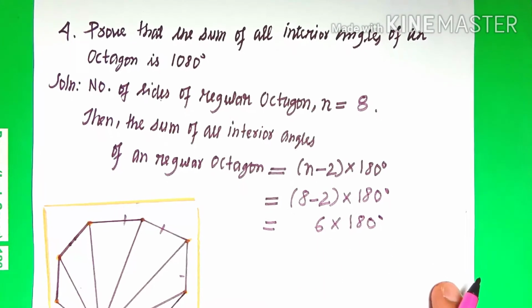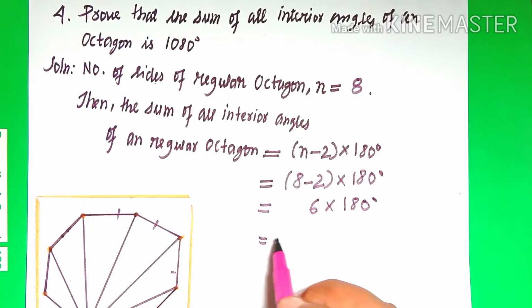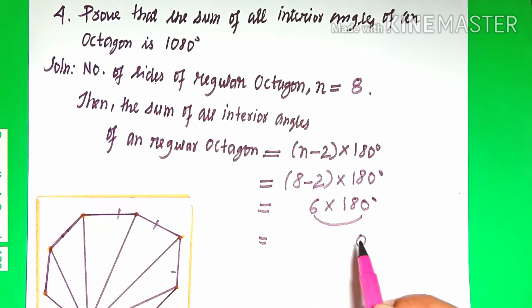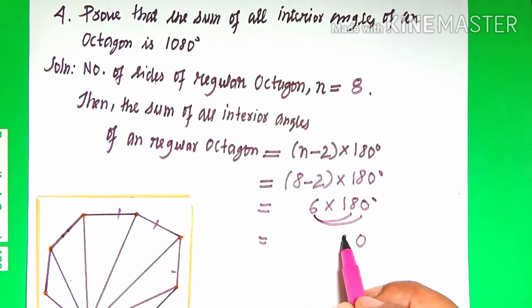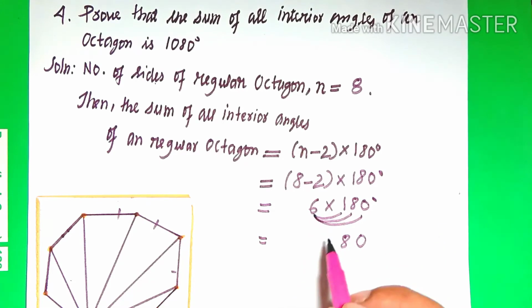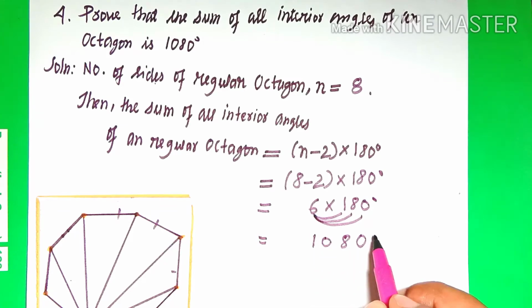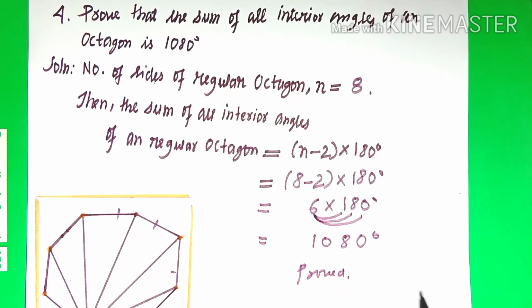So that is 180. Now you can take a rough row. 6 into 0 will be 0. 6 into 8 will be 48, 4 in hand. 6 into 1 will be 6, plus 4, that is equal to 1080. So hence proved.